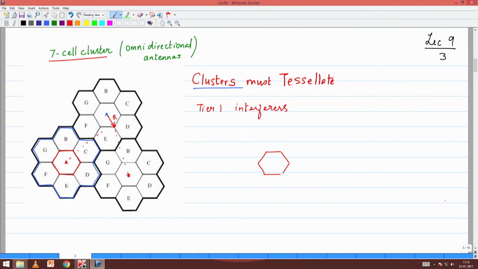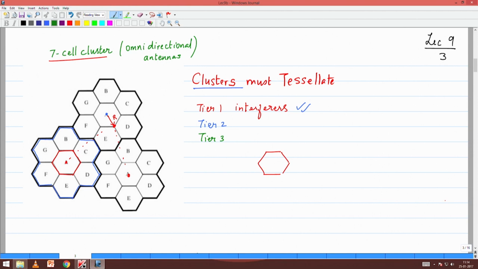Then there will be a tier 2, tier 3, tier 4, but most of the time we are concerned about the tier 1 interferers. We don't worry too much about the tier 2, tier 3, they are there. If you want very accurate calculations of the interference, you must take into account tier 1, tier 2 and 3, but a first order approximation, which is usually very good, is by looking at the tier 1. So the distances are very important for us to calculate.